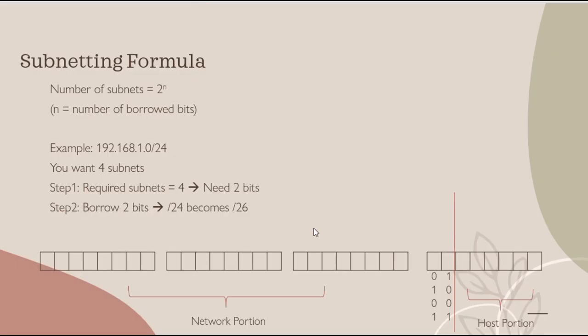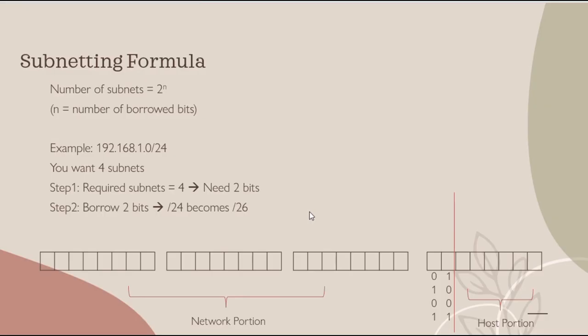How can we do subnetting? We can use the formula 2 power n, where n denotes the number of borrowed bits. Let us consider the IP address 192.168.1.0/24. Imagine I am going to deploy one application. For that I need 4 subnets, and each subnet is allocated to a different department. This IP address belongs to class C and it has 24 bits for the network, and I want 4 subnets.